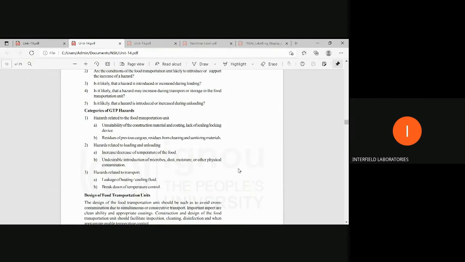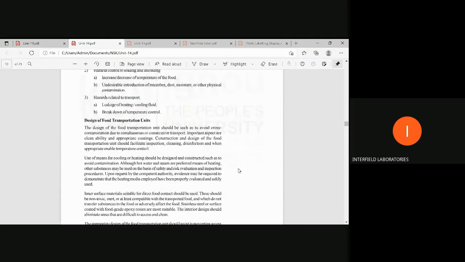Now the third type of hazards associated is related to transport. During transport, leakage of heating or cooling fluid may happen. So this will affect the temperature of the product and that can be a cause of hazard. Breakdown of temperature control may happen during transport. So these are some of the hazards associated with transportation, loading, unloading, and the transportation unit itself. So while devising the good transport practices, all these hazards are to be taken into consideration.